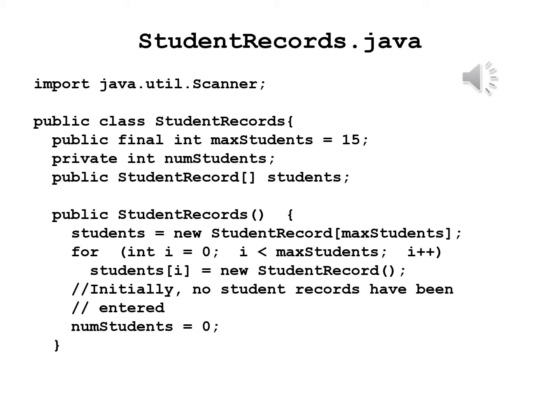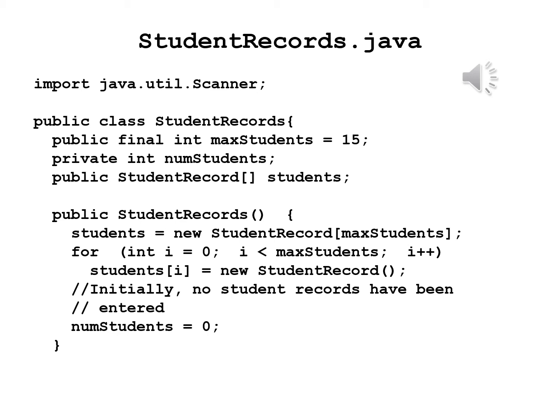Private int numStudents, which will have the actual number of students for whom I have records. That number may be less than the maximum. And the main property for the class is the array, public StudentRecord[] students. With this, I have a reference to the array, but as of yet, I don't have anything in it.